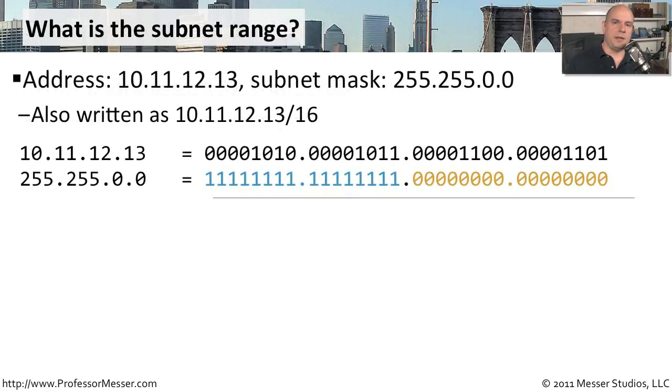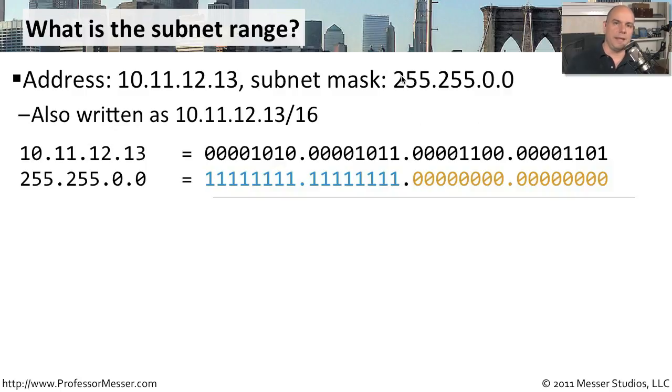Let's perform the same calculation, but let's use a different subnet mask this time. This address will be 10.11.12.13. That particular IP address is on a network that has the subnet mask of 255.255.0.0. And of course, we could use CIDR block notation to write this 10.11.12.13/16 because we're using 16 bits of that subnet mask.